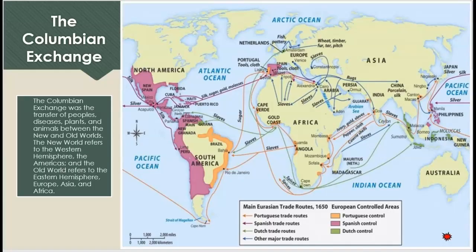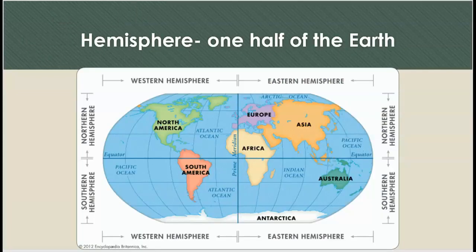The Columbian Exchange. The Columbian Exchange was the transfer of peoples, diseases, plants, and animals between the New and Old Worlds. The New World refers to the Western Hemisphere, the Americas, and the Old World refers to the Eastern Hemisphere, Europe, Asia, and Africa. Hemisphere. A hemisphere is one half of the Earth.